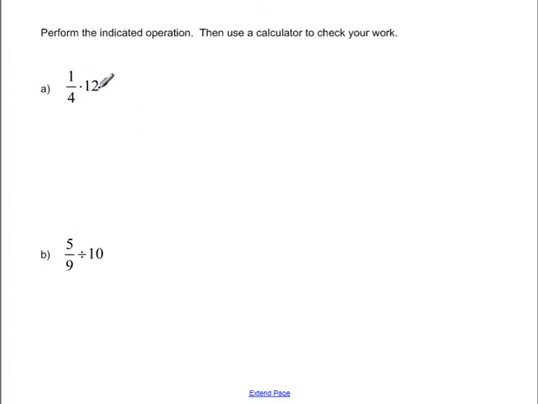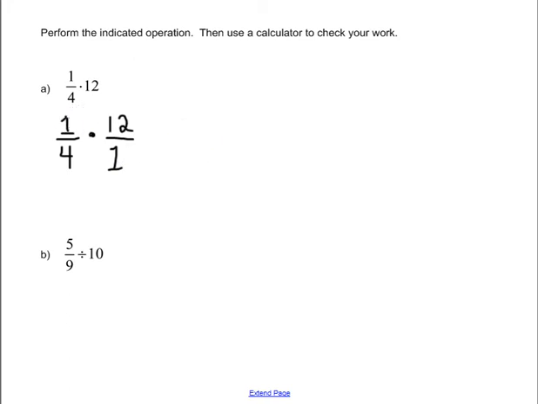So whenever we're in a situation where we have fractions and whole numbers that are working together with an operation, what we typically want to do is to go ahead and change the whole number into fraction form. And we're going to do that by putting a 1 underneath it. So our first example, we're going to take 1/4 and multiply that not by just 12, but we're going to write that as 12/1. That allows us to clearly see what our numerator is and what our denominator is.